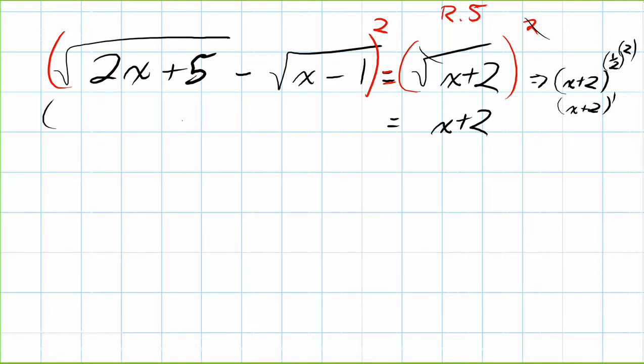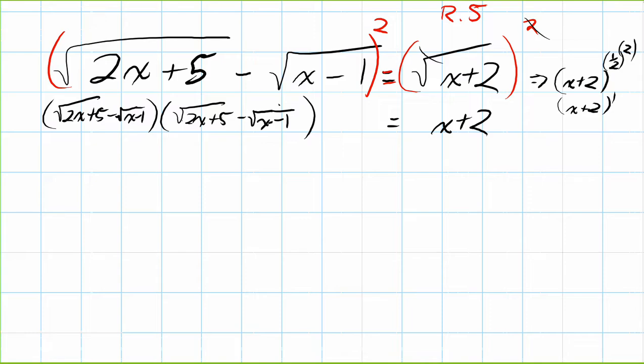The other side, though, we have to do binomial distribution. We need to take the square root of 2x plus 5 minus the square root of x minus 1, times the square root of 2x plus 5 minus the square root of x minus 1. Maybe you recall it as FOIL, but it's essentially taking the very first term, multiplying it by both terms in the second bracket, and taking the second term and multiplying it by both terms in the second bracket. So we'll carry out that process.